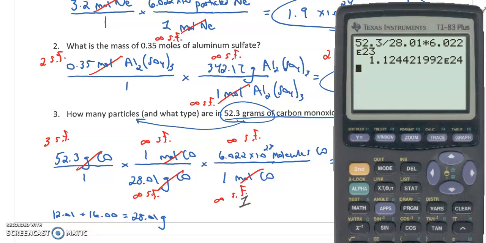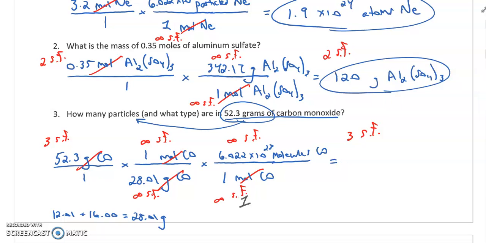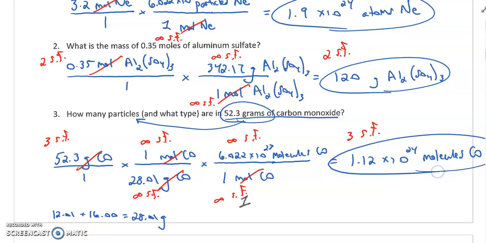So when I go back and look at my calculator, I'm going to write down the first 3 digits, 1.12. I don't have to round, and then it's times 10 to the 24th. 1.12 times 10 to the 24th, and now my units remaining are molecules of carbon monoxide. So this becomes my final answer.